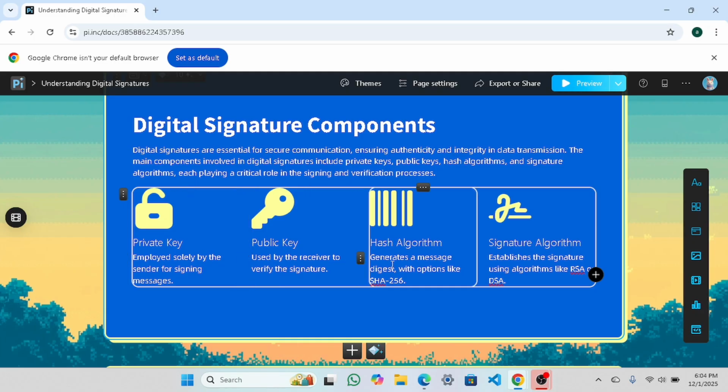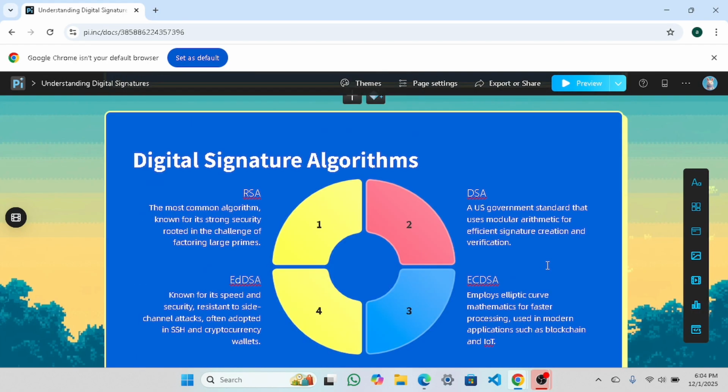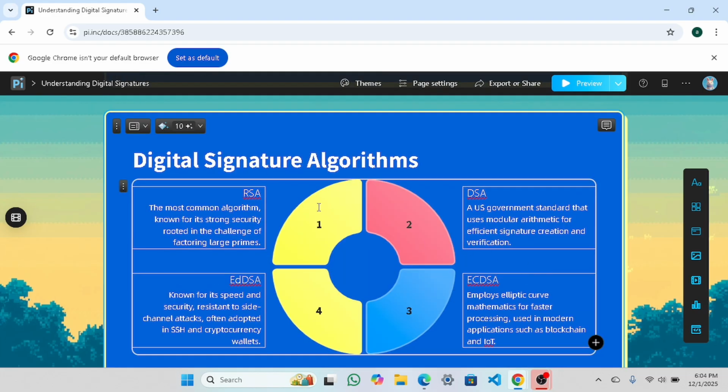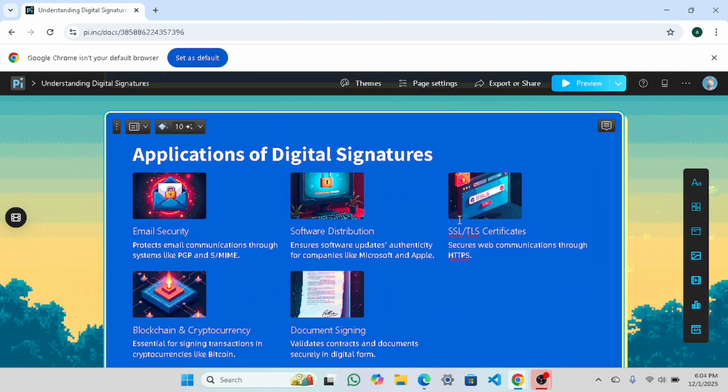The hash algorithm generates a message digest, that's called a hash, with options like SHA-256. The signature algorithm creates a signature, like RSA, DSA, and so on. Then, what are the digital signature algorithms? RSA, DSA, ECDSA. We have seen these in previous videos. So let's move on.